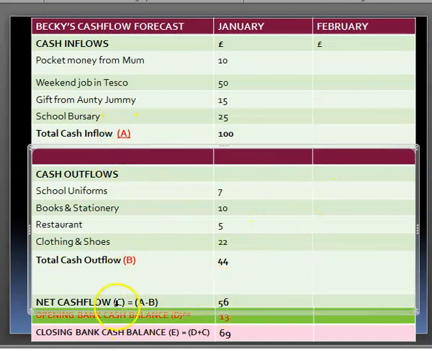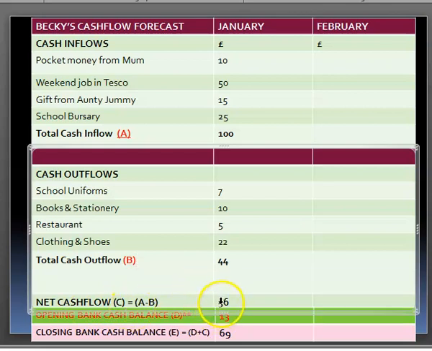So what you want to do here is to subtract how much money you're going to be spending from how much you're going to be receiving. So you're receiving £100. Then when you take away the £44 that you've spent, you're going to get £56. The £56 is called net cash flow. Okay, in business terms they call it net cash flow.